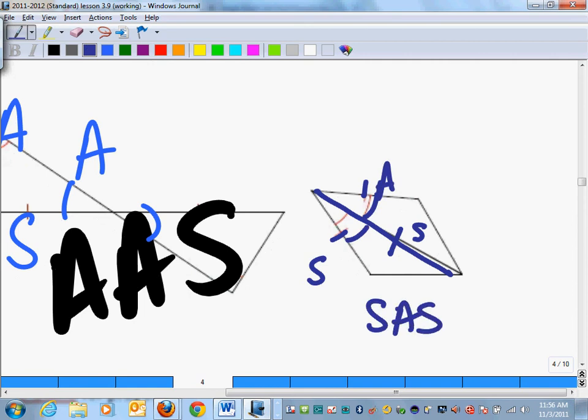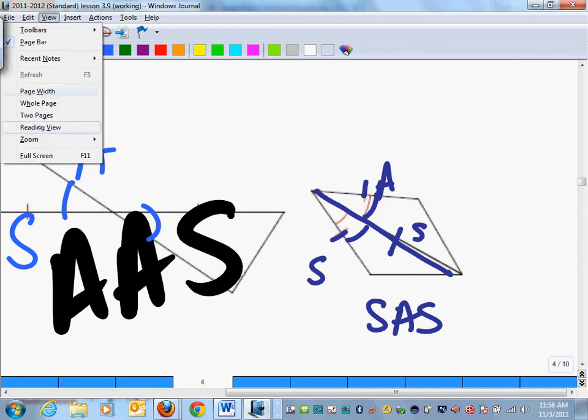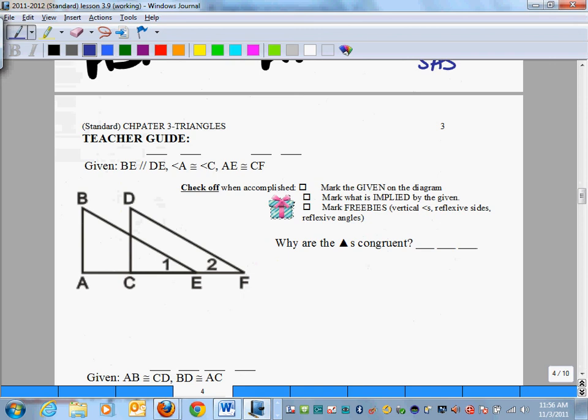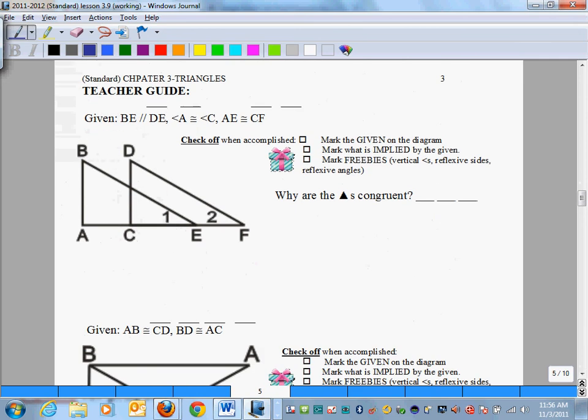Go to this page, please. The very next page. Now we have one more layer here. Not only do you have to look for freebies, but now you have to walk through GIF, given implied freebies, talk through.